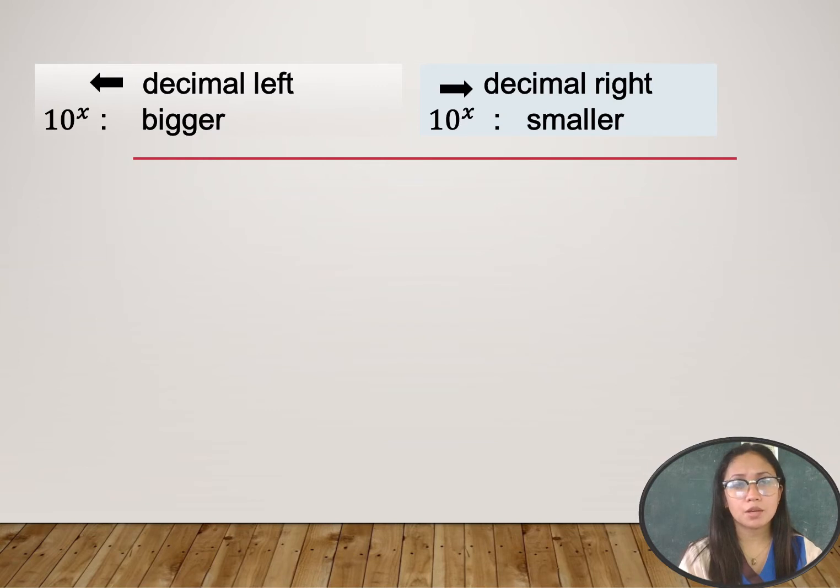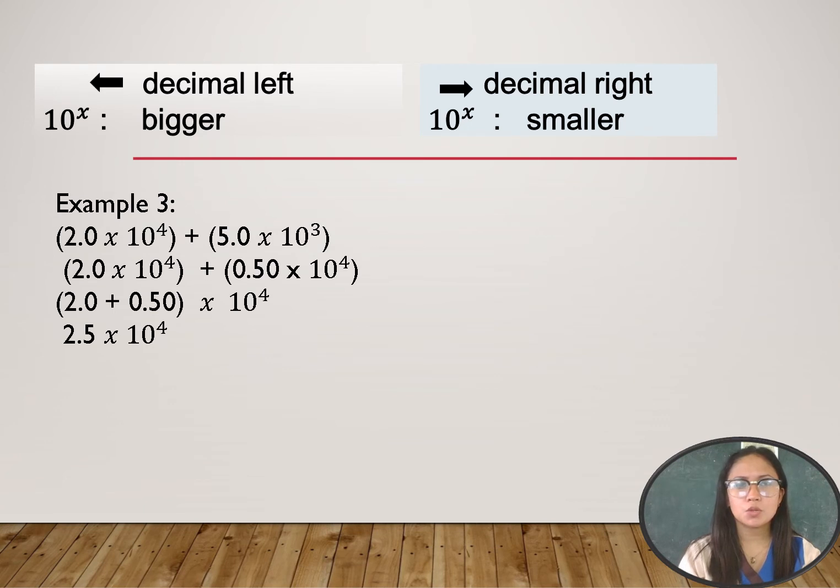Maybe you're now thinking, what if the exponents of your second factors are not the same? What are you going to do? Of course, we'll find ways to make the exponents of our second factors the same. Let's take this example. 2.0 times 10 to the power of 4 added by 5.0 times 10 to the power of 3.